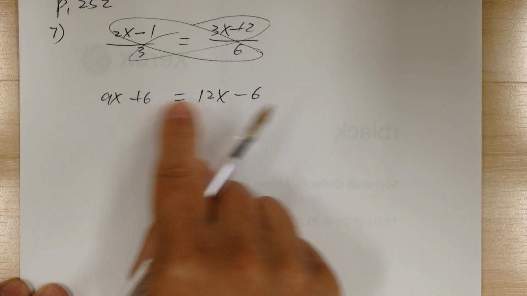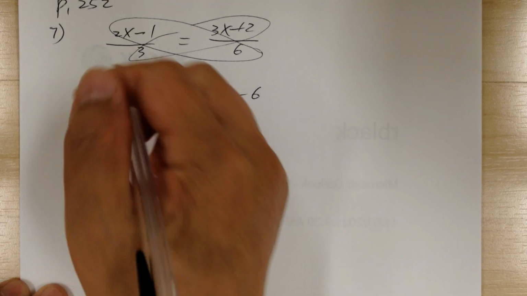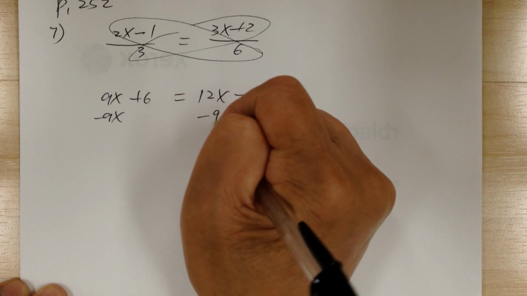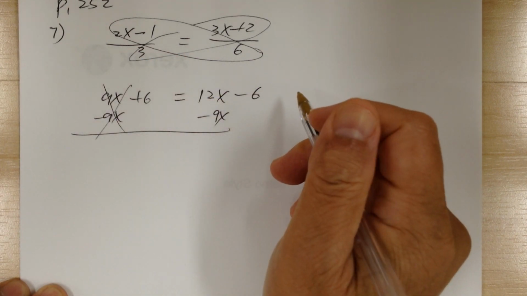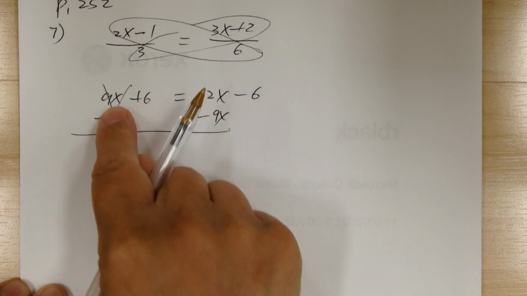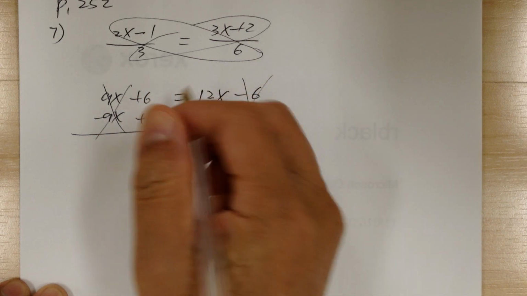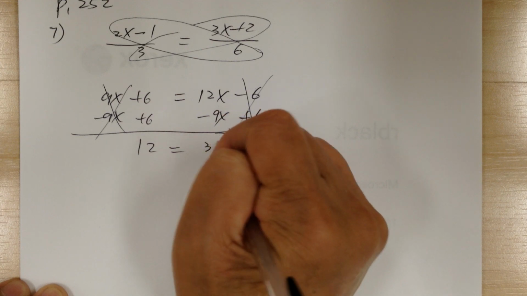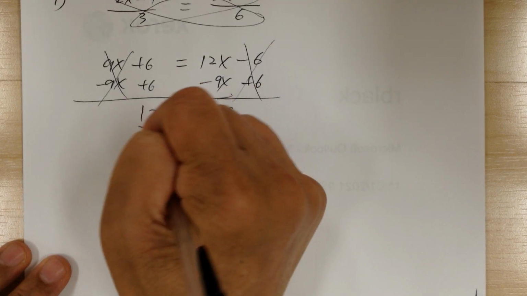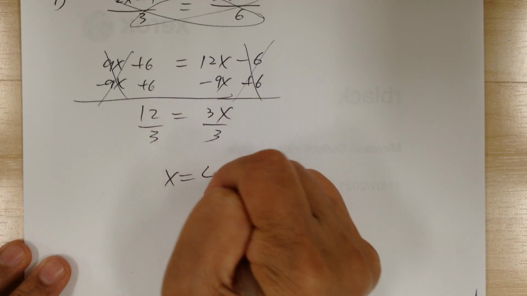So I'm going to consolidate my x first. So minus 9x, minus 9x. So this cancels out. Now since x is on this side, I need to move this over to the other side. So plus 6 on both sides. So this cancels out. So I got 12 equal to 3x. So divide by 3, divide by 3. So I get x equal to 4.